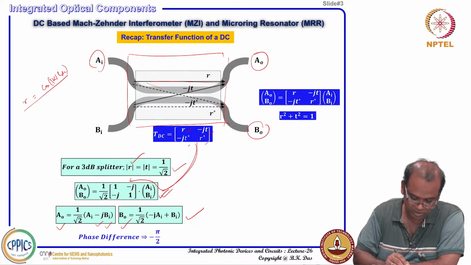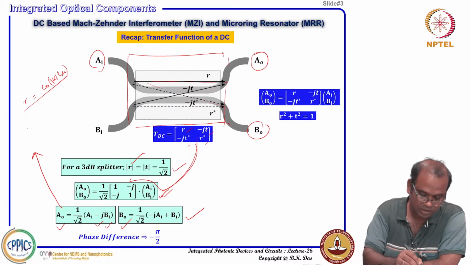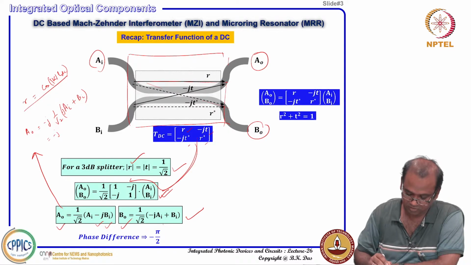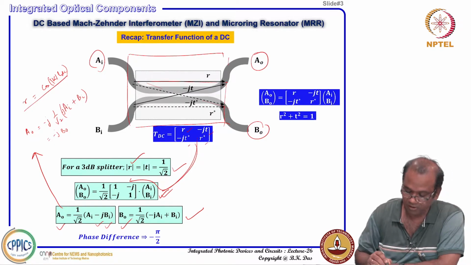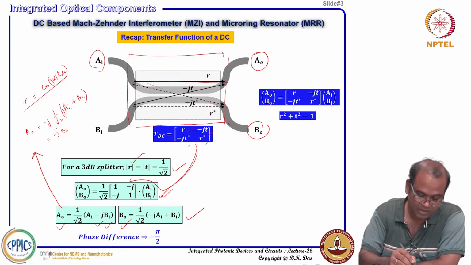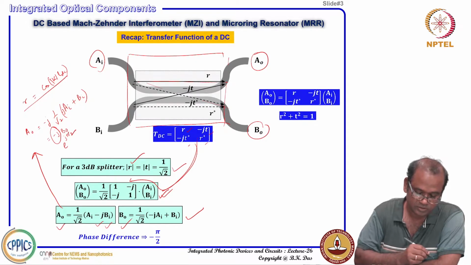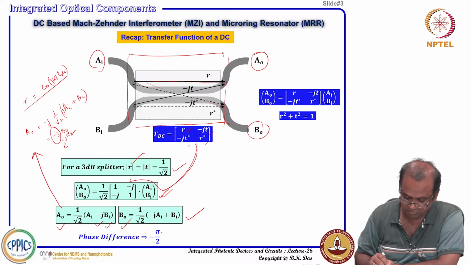If you take this one, for example, A naught, you can write something like this: minus j 1 over root 2 times minus j AI plus BI. So, that means it is nothing but minus j equivalent to whatever you are getting like B naught. So, A naught and B naught are related, but with a phase difference of minus j. Minus j, if you put in phasor form, that will be e to the power minus j pi by 2. So, that is how you get pi by 2 phase difference.